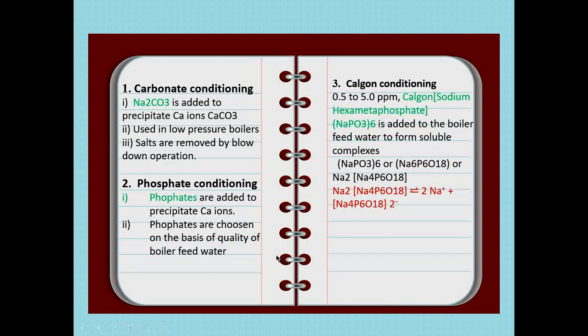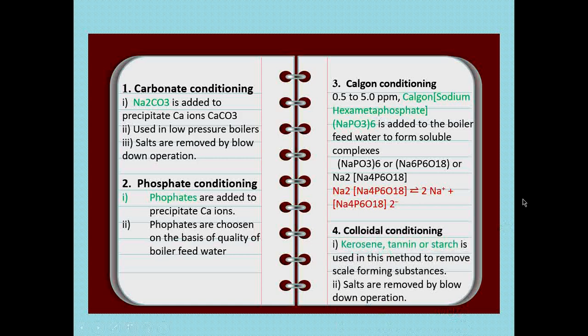Third one is calgon conditioning, in which 0.5 to 5.0 ppm of calgon, meaning sodium hexametaphosphate, NaPO3 6, is added to the boiler feed water to form the soluble complex of Na2 Na4 P6O18. So ultimately, what is the aim of all these? We just have to convert the scale into sludge, and by using a blow down operation we have to remove the salts from the water.